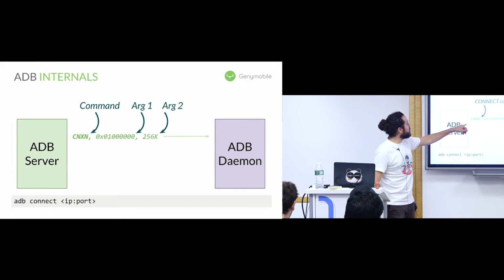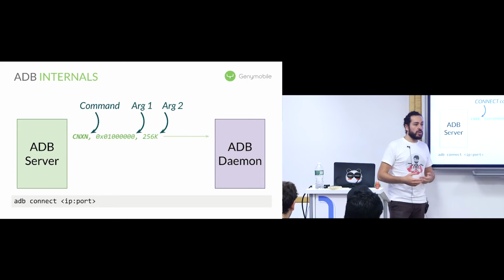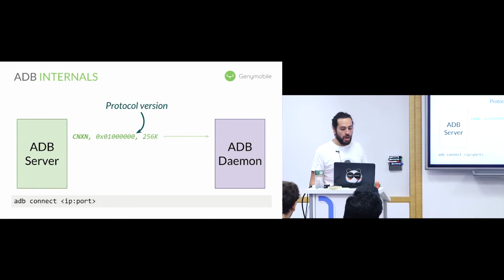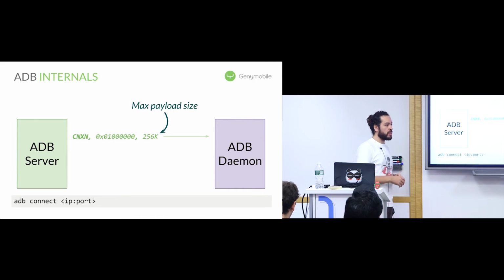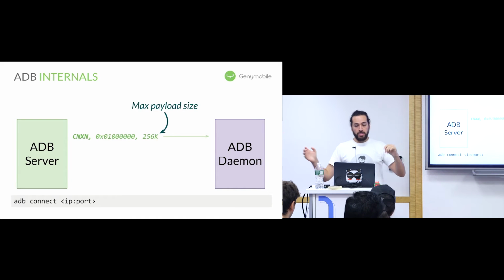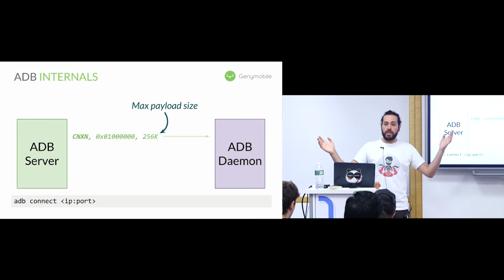So the command is CNXN for connection. It's a connect message: I want to connect to you. On arg0, you have the protocol version, and on arg1, you have the maximum payload size. And you will see this information is interesting. The maximum payload size is the maximum size of data that a message can carry.